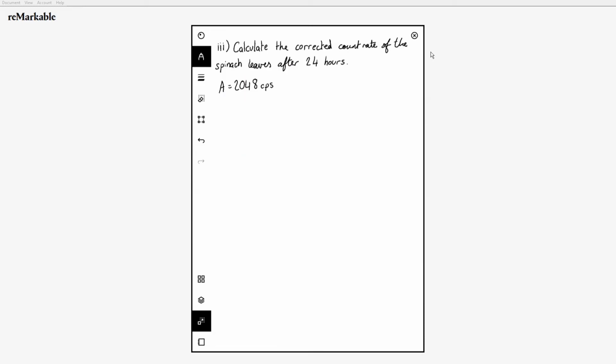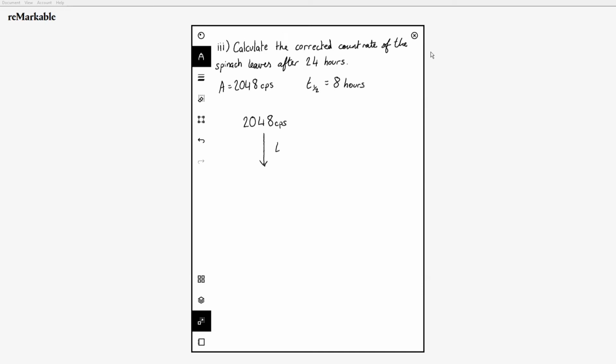Okay, and then the next part of this question asks us to calculate the corrected count rate of the spinach leaves after 24 hours. A way that I go about doing this is I draw it almost like a flow chart. I find that it's very helpful, especially at GCSE level. It becomes less helpful at A level because you have to do more specific calculations. In the beginning, we have an activity of 2048 counts per second. Then I go, okay, we had found out that our half-life, I write half-life like that, was 8 hours.